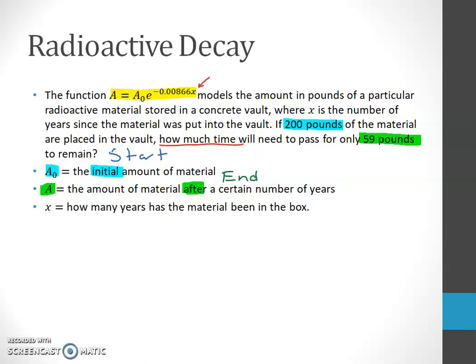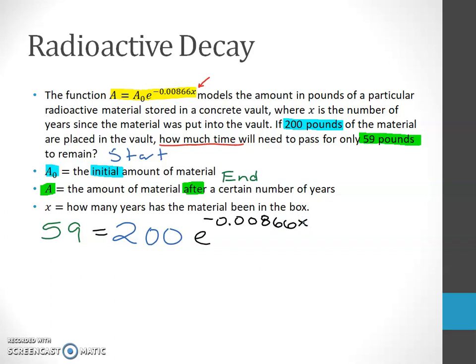Okay. So I'm going to plug in my start and my end values. Okay. I've got 59 pounds is what I ended at. And that equals my start value is 200 times E. Okay, remember E is not a variable. That's 2.71 approximately. You got that button on your calculator for it. Negative 0.00866x. And we're going to be solving for that x.